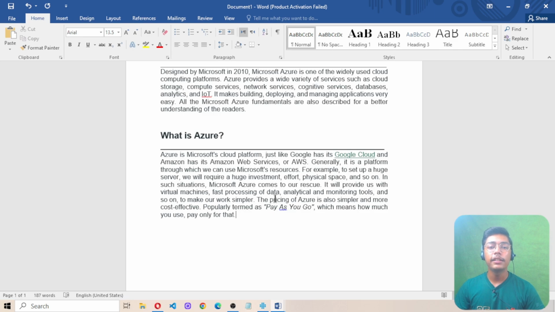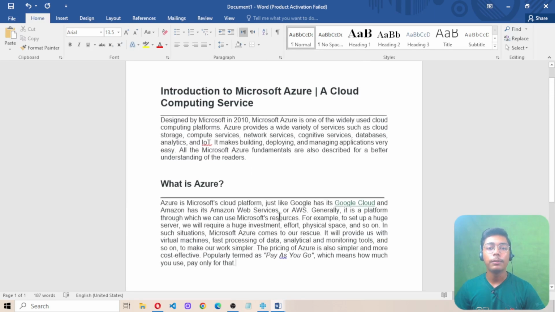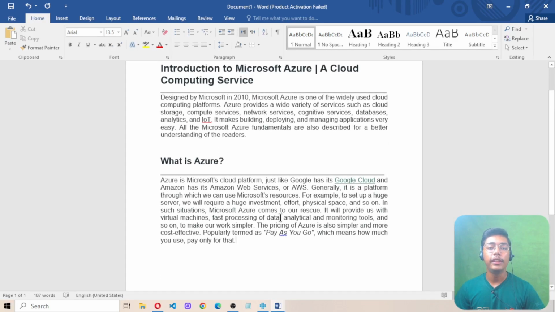So these are the three cloud platforms you need to understand. First is Microsoft Azure, second is Google Cloud, and third is AWS, which is called Amazon Web Services. These are the three cloud platforms used by a cloud engineer if we want to store data or host anything.